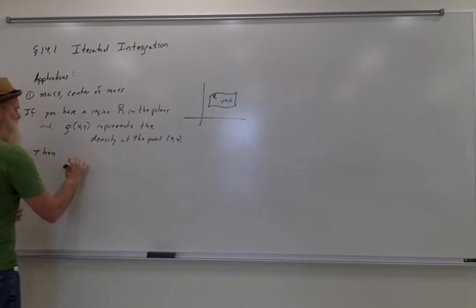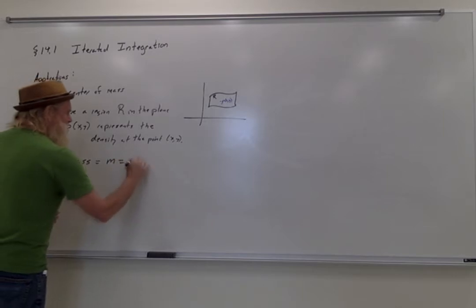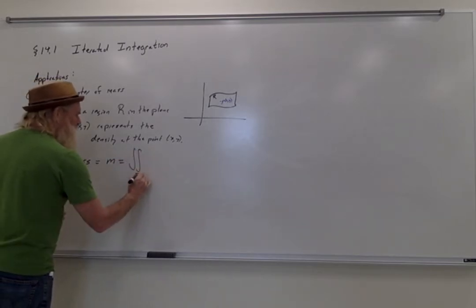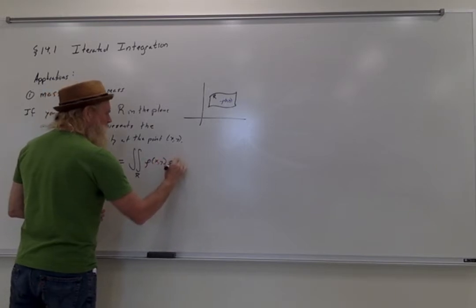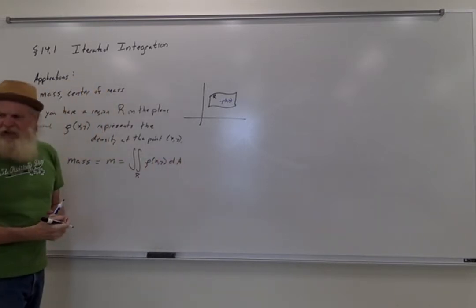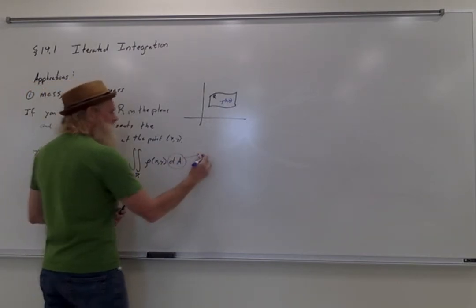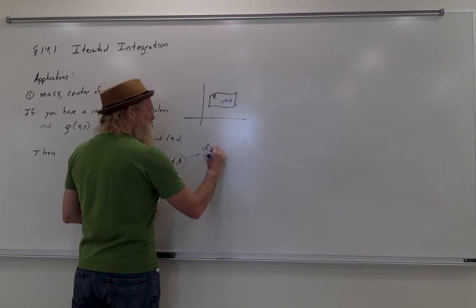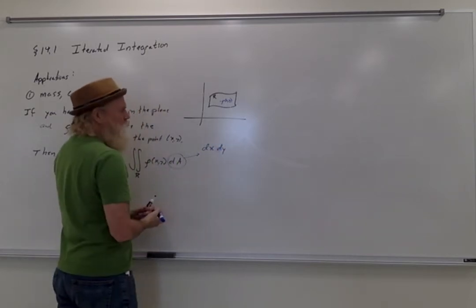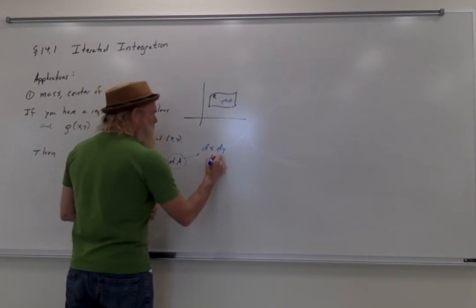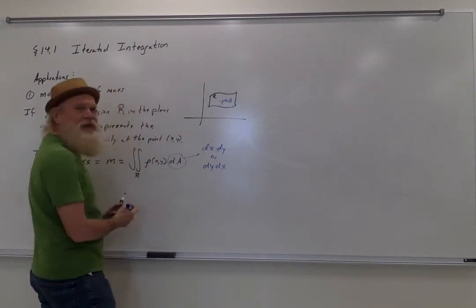Then mass, which we'll call m, is simply the integral over R of the density function with respect to area. Now when I write dA here, you can think of that as being either dx dy, if you're working with something horizontally simple, or dy dx if it's something vertically simple.